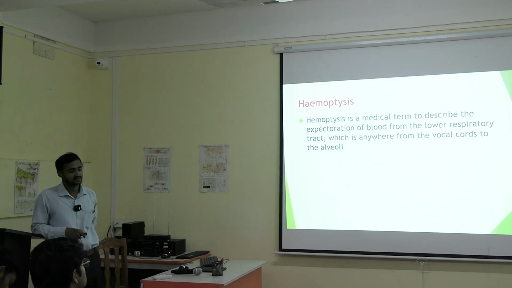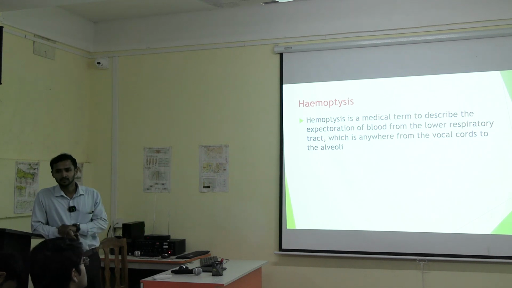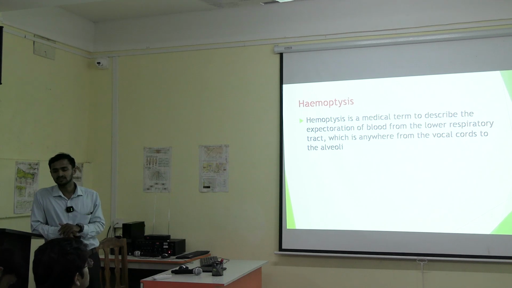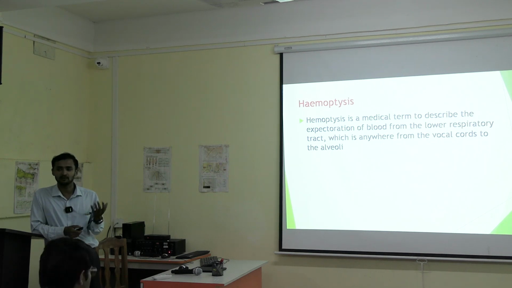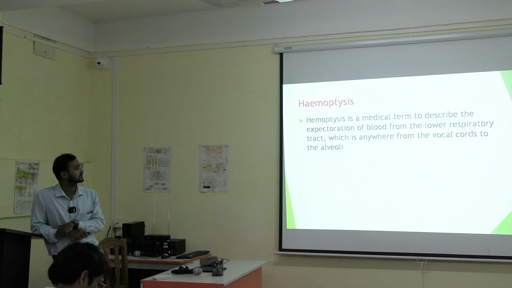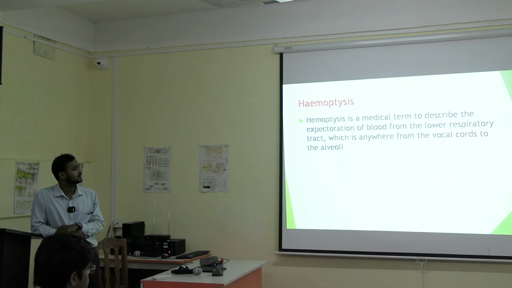Then hemoptysis. One term is hemoptysis. What is hemoptysis? With this complaint, the patient might also present. Hemoptysis means when he is coughing out, the sputum will be mixed with blood, or fresh blood might come out during coughing. So this is known as hemoptysis. This mainly comes from the lower respiratory system, from the vocal cords to the alveoli. It might present from any source.